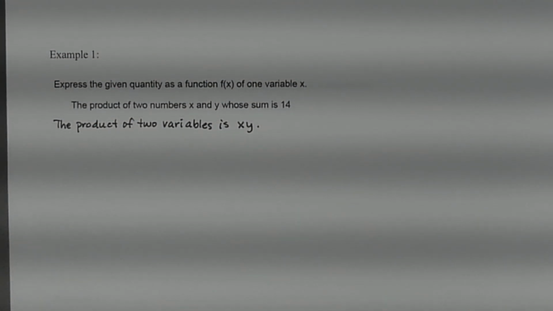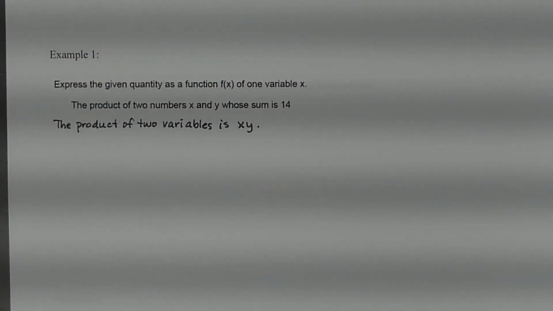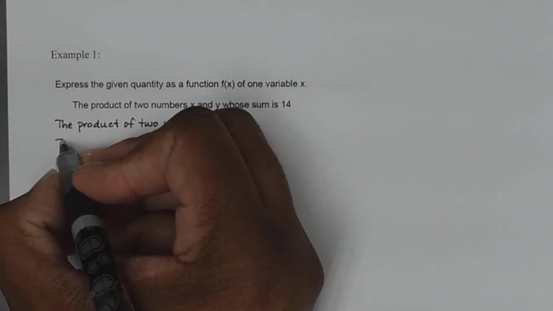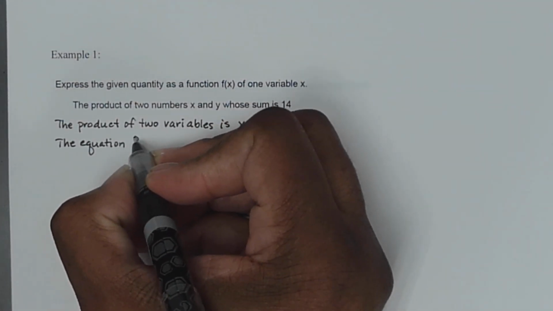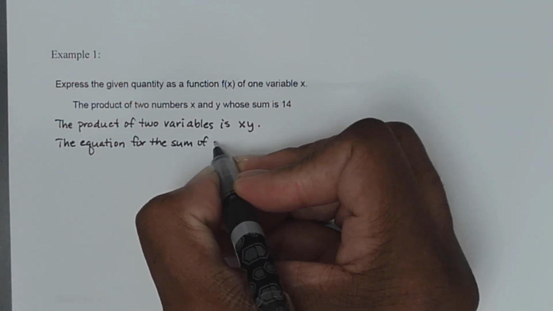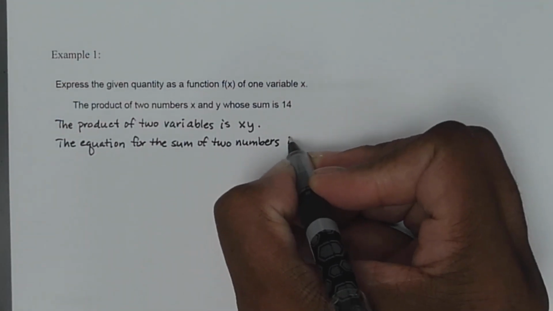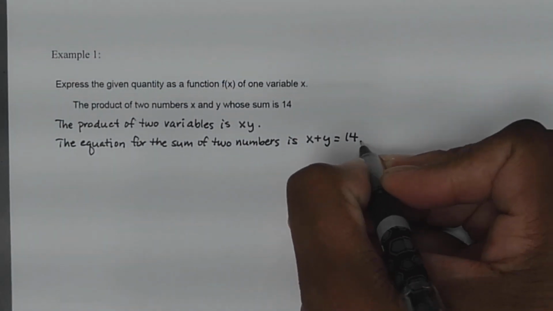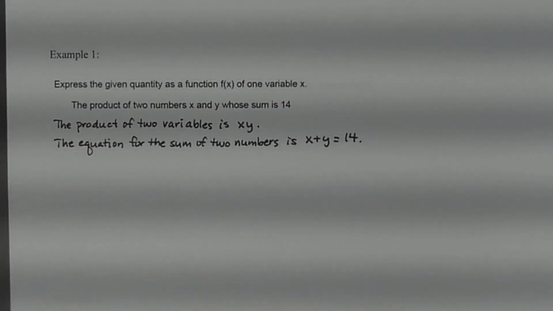And then we need another equation because it says here whose sum is 14. So that means if x is the first number and y is the second number, then the equation for the sum of the two numbers is this equation, x plus y equals 14. Because sum does mean add the two numbers together in this case. So x plus y equals 14 is the other equation.